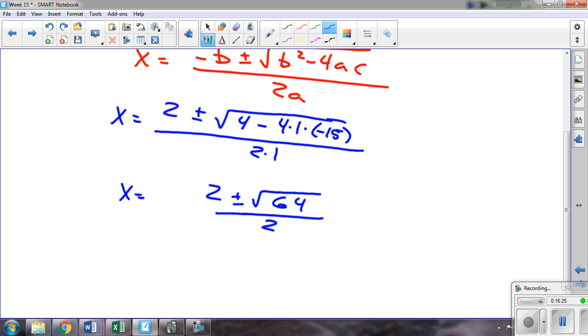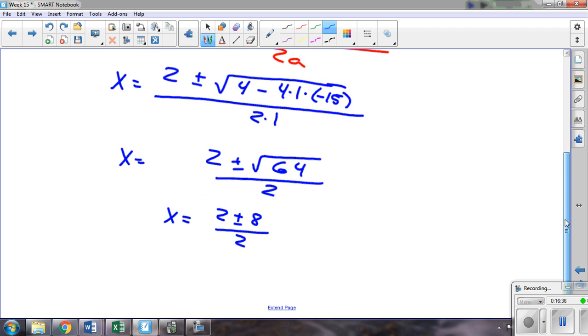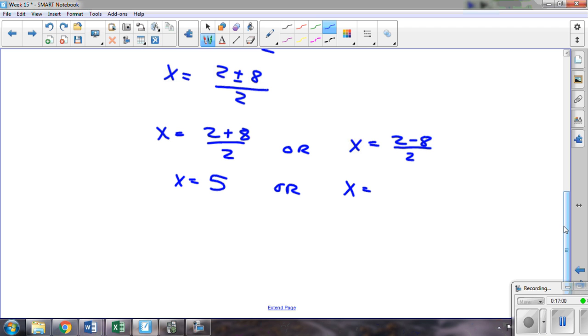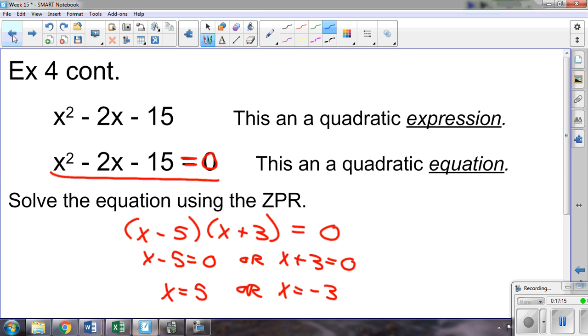Of course, the square root of 64 is just 8. Which would give us, extend the page, 2 plus 8 over 2, or 2 minus 8 over 2. In this instance, on the left, 2 plus 8 is 10. 10 over 2 gives us 5. 2 minus 8 is negative 6. Negative 6 divided by 2 gives you negative 3. And we can see that in the end, we obtain the same solutions that we had previously from the zero product rule.